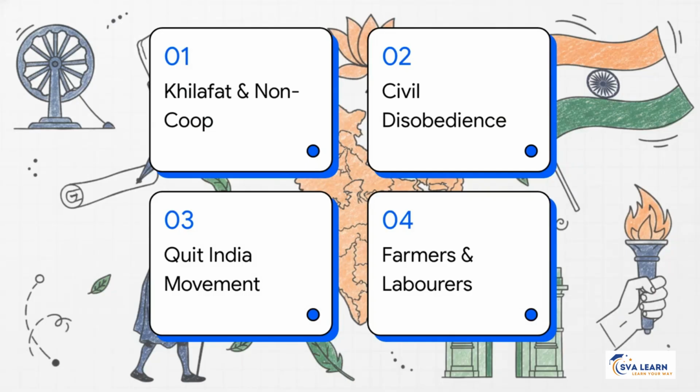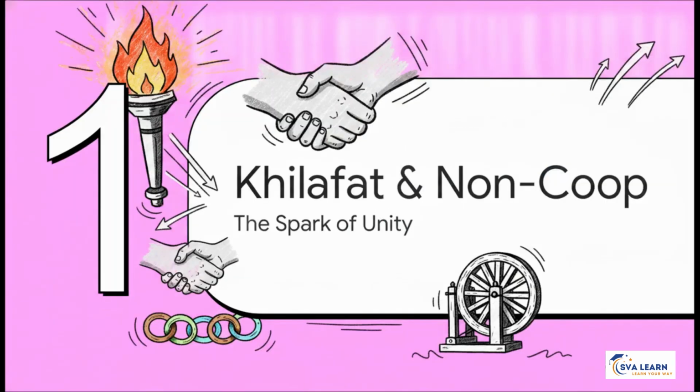Here is our game plan, a high-yield roadmap for today's explainer. First, we tackle the Caliphate and non-cooperation movements. Second, the civil disobedience movement. Third, the Quit India movement. And wrapping it up with the farmers, laborers, and tribal revolts. Master these 4 pillars, and you're pretty much invincible against those heavy-weightage board questions. Let's get to it. All right, Part 1, the Spark of Unity.